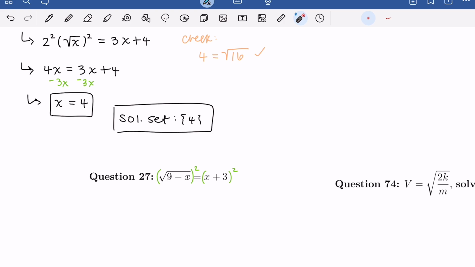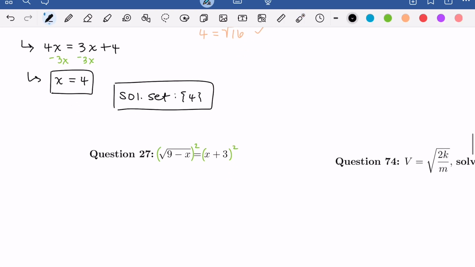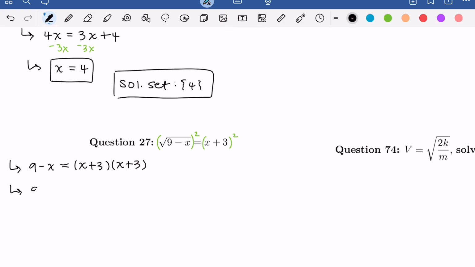So what we're going to have in this case, let's do this over here. On the left-hand side, we're going to have 9 minus x. That radical is going to go away. And on the right-hand side, we have x plus 3 squared. So what we're going to do is expand this. We're going to FOIL it. On the right-hand side, foiling this, we're going to get x squared plus 3x plus 3x, so that'll be 6x, plus 3 times 3, which gives us 9.